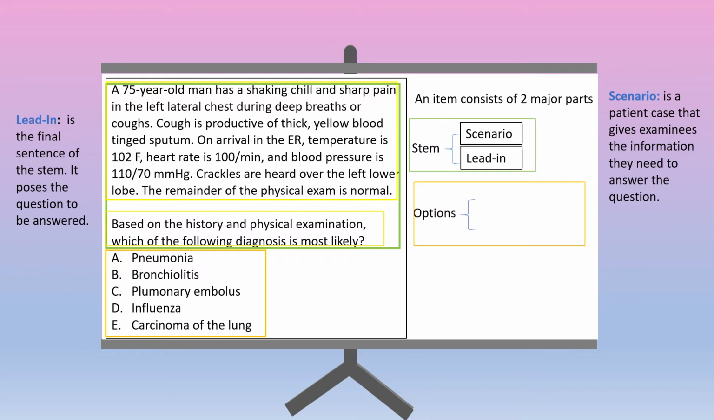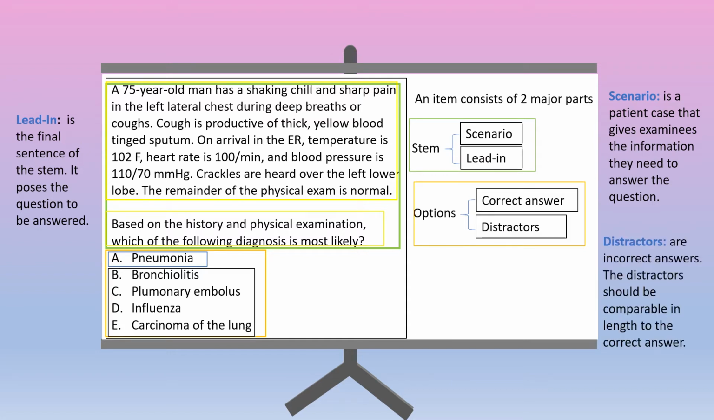Now let's look at options. Options consist of the correct answer, also known as key, and distractors. Distractors are incorrect answers, and they should be comparable in length to the correct answer. Now let's look at each component in depth.